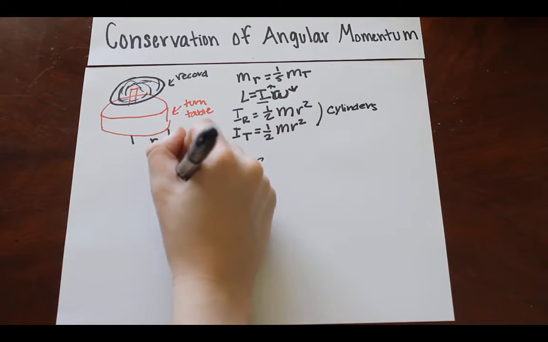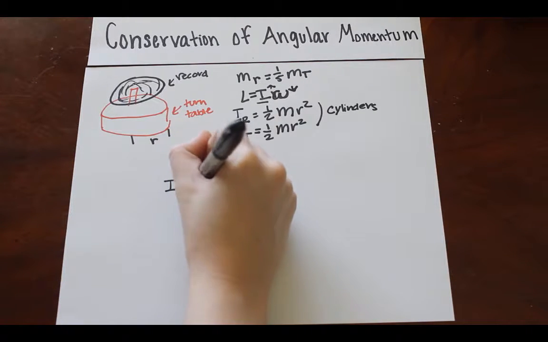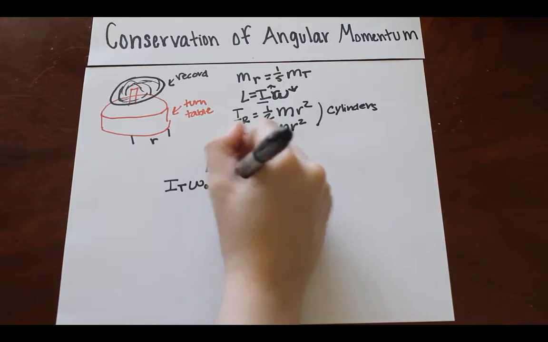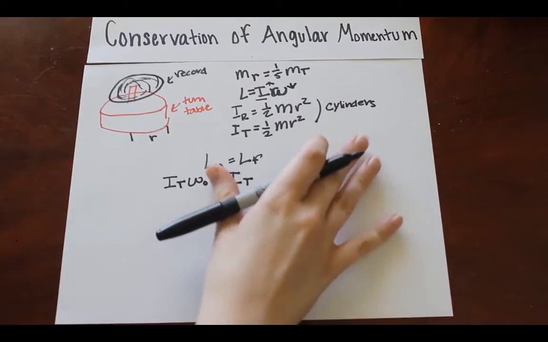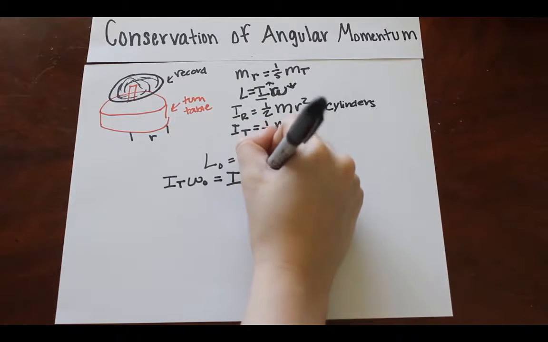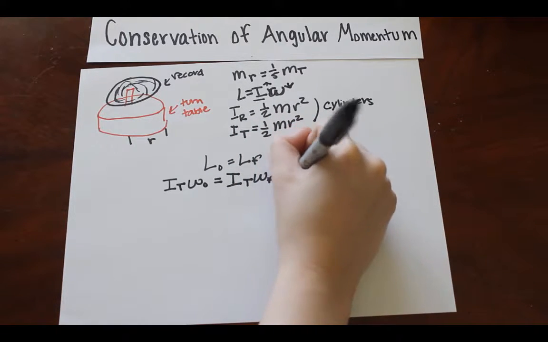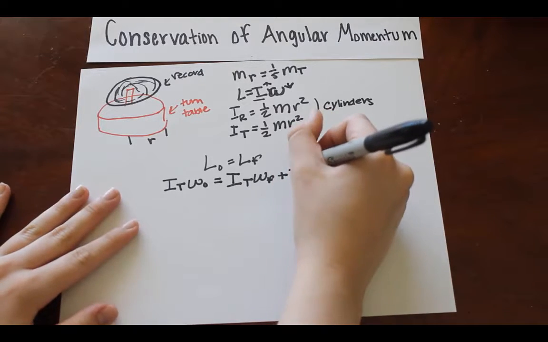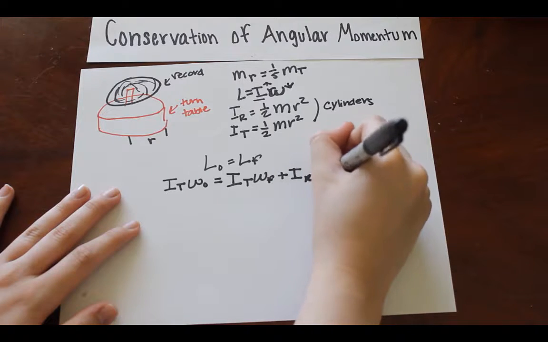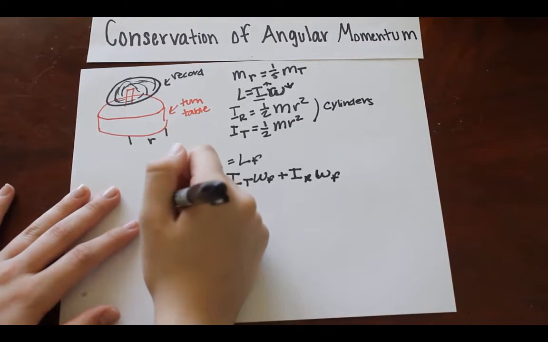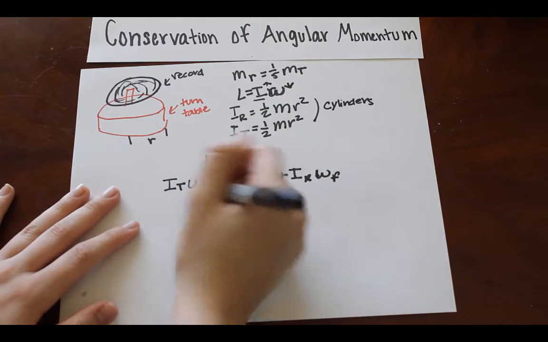First we have just the turntable. So I of the turntable times omega naught is going to equal I of the turntable times omega final plus I of the record times omega final. Let's expand that and write it out for each of the I's.